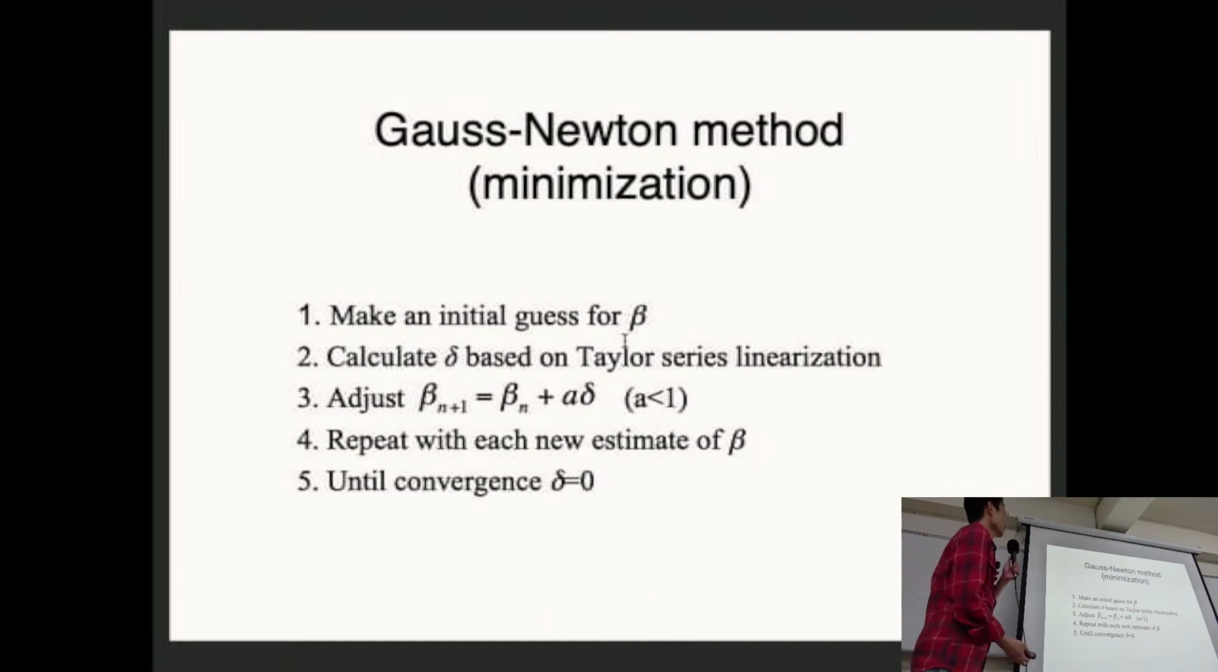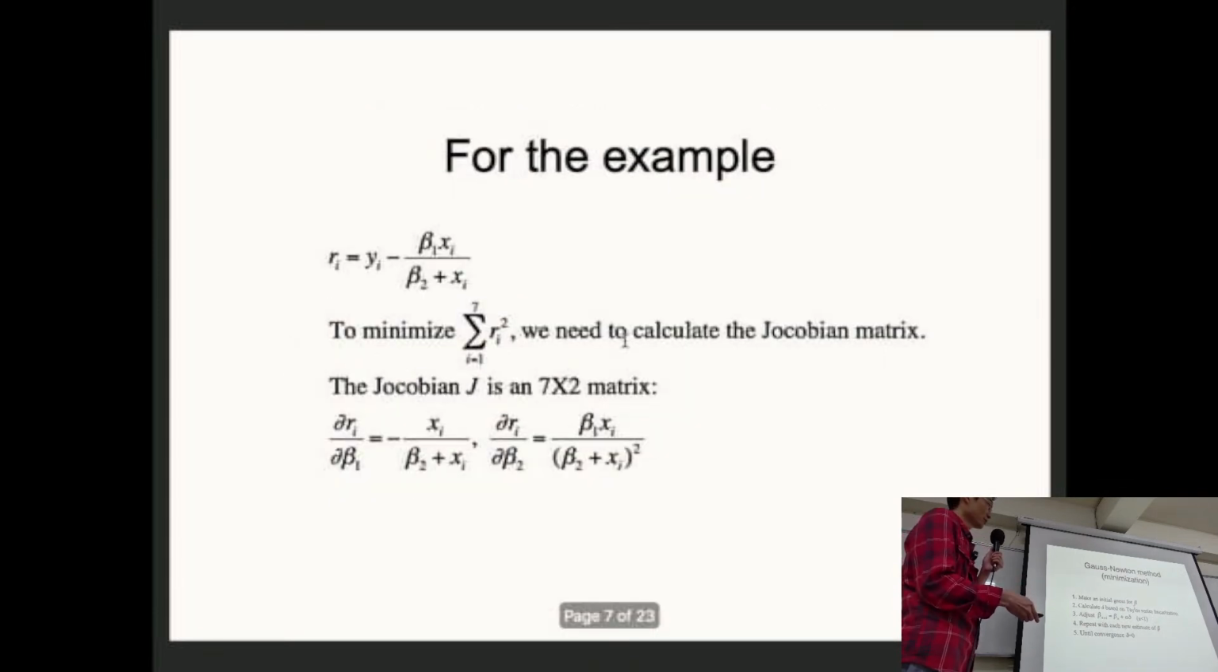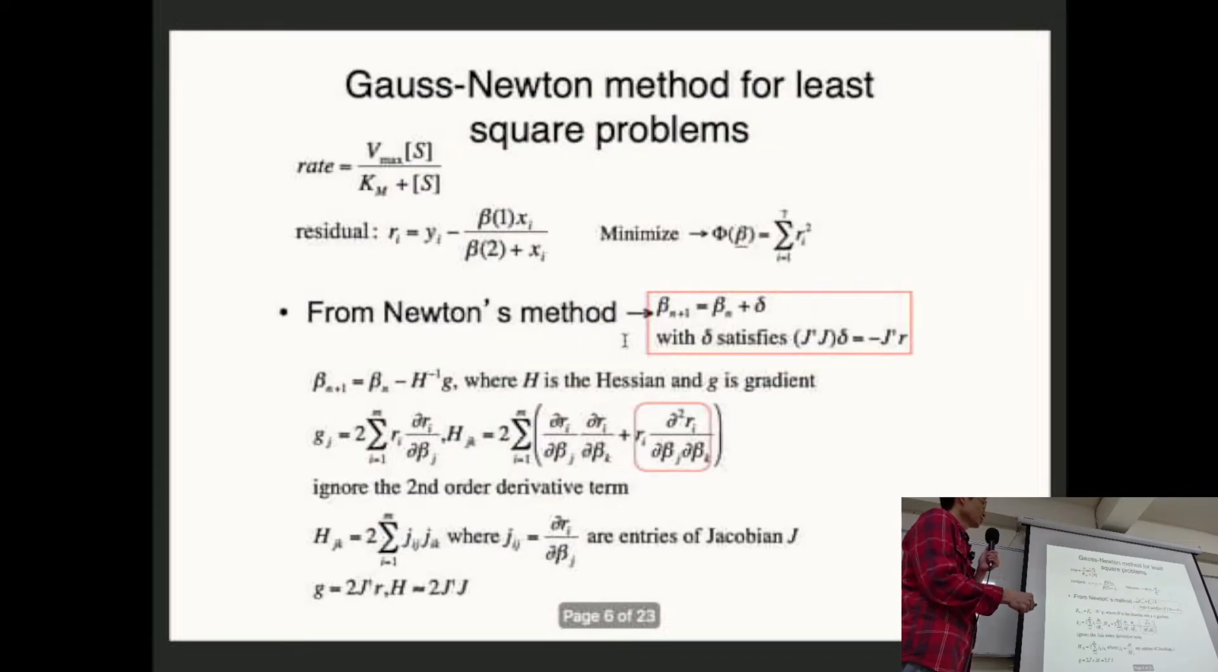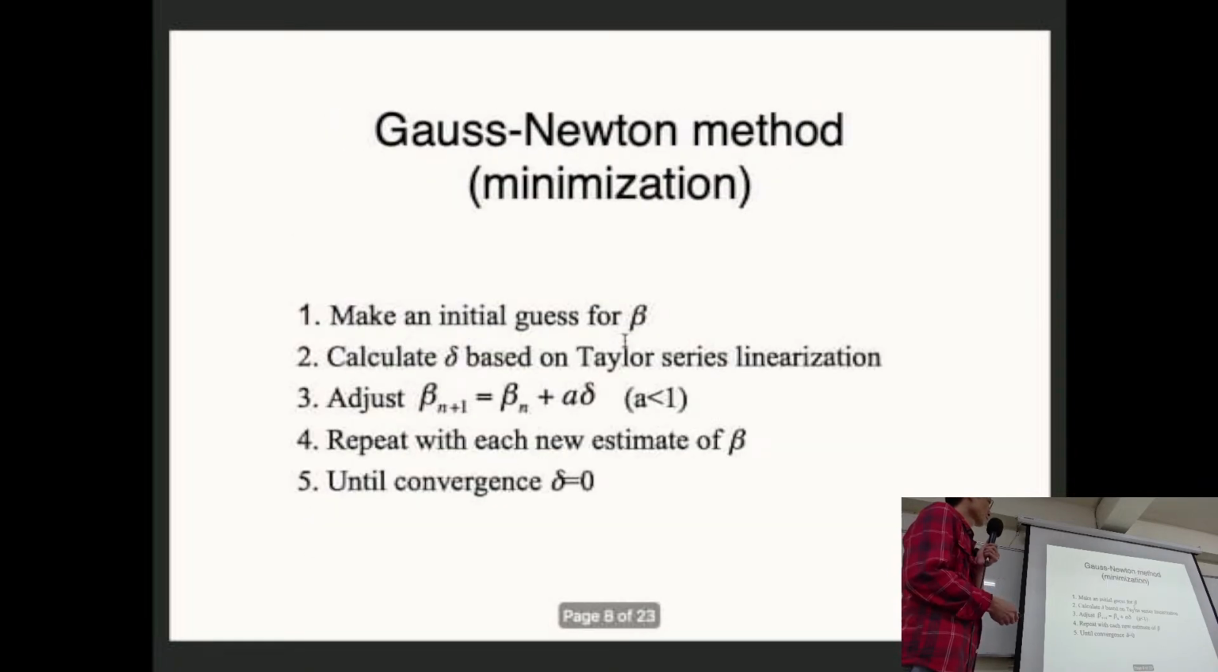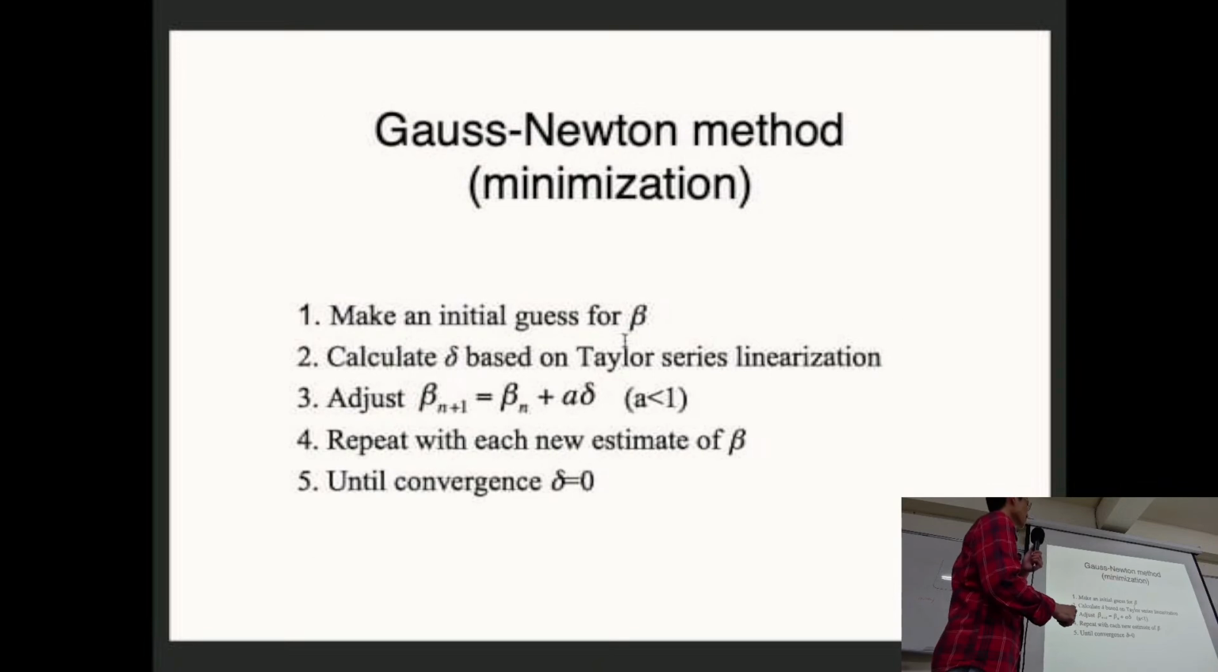So the procedure is very simple. You have to make some initial guess for beta. Then you calculate delta using this formula. Now everything is available, because the derivative is available, and Ri is also available. You just need to plug in the numbers. Then you adjust by making a small step and repeat until convergence, until g is approximately 0.